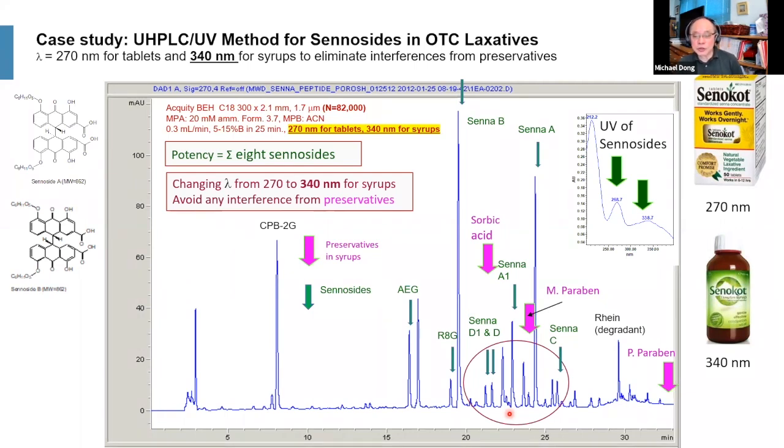The way I actually choose to develop the syrup method is to change the wavelength, to use the wavelength at 340, where the preservative does not have any absorbance, right? So all I have to do is redo just the relative response factor, and then I can have a reasonable potency for the syrup.